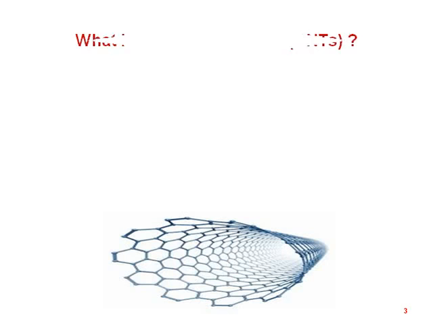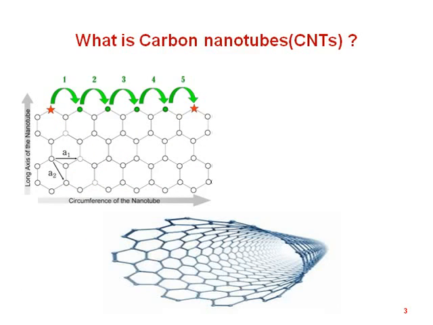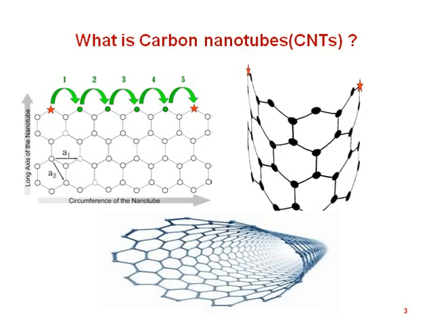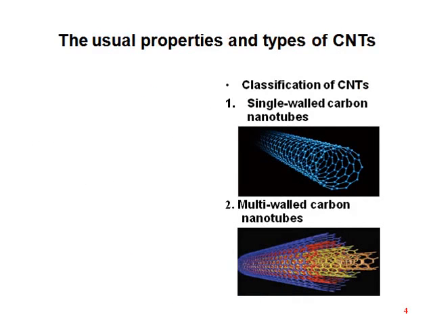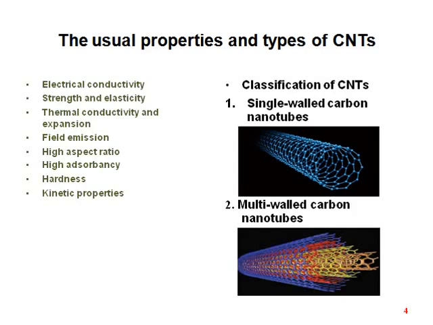Now the question arises, what is CNT? CNT is actually a graphene sheet rolled up in a specific manner to form a homocircular cylindrical structure. CNTs are generally of two types: single-walled carbon nanotubes and multi-walled carbon nanotubes. The usual properties of CNTs are electrical conductivity, strength and elasticity, thermal conductivity and expansion, field emission, high aspect ratio, high absorbency, hardness, and kinetic properties.